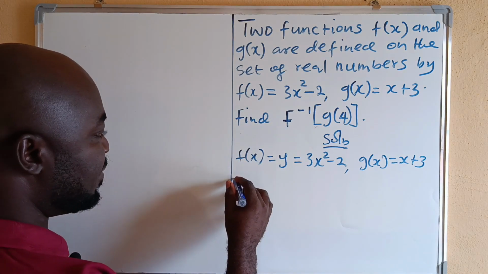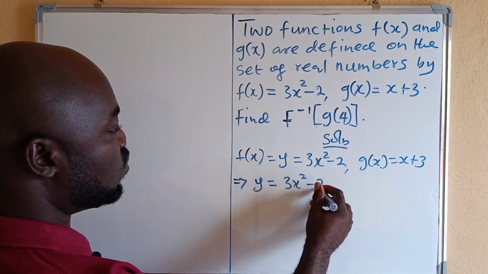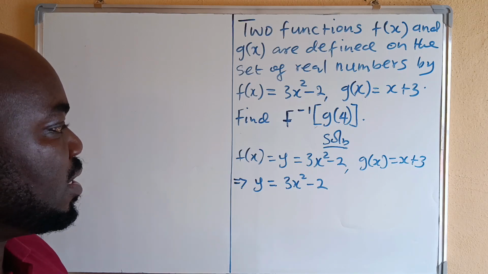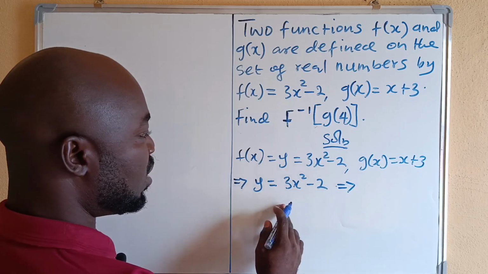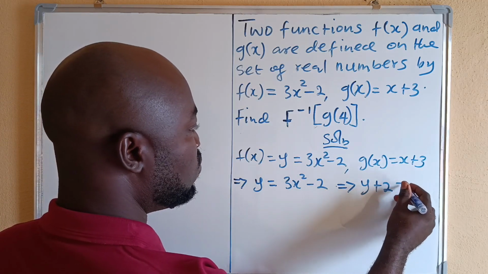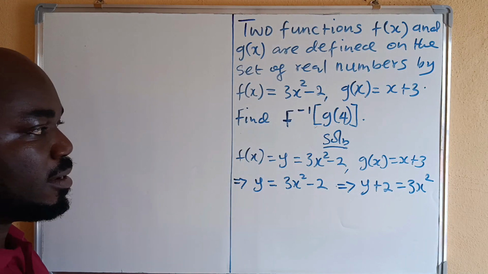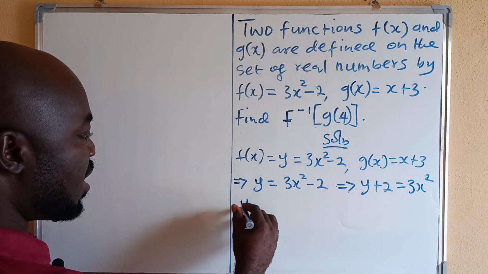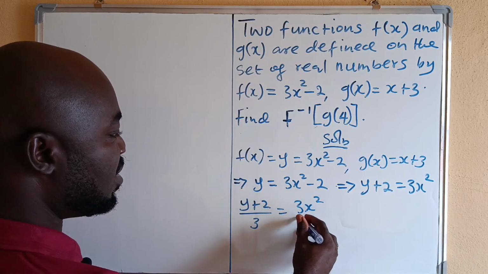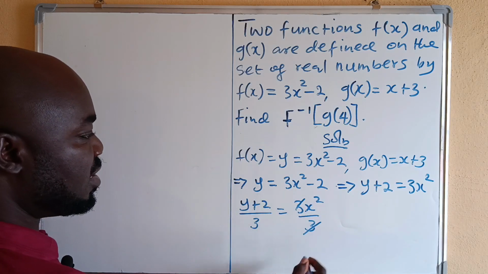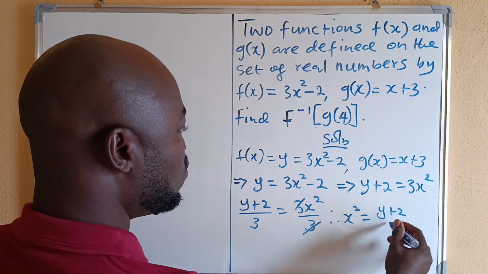And so that would imply that y is equal to 3x squared minus 2. My aim is to make x the subject. So I will move the 2 this way by having y plus 2 will give me 3x squared. I'm going to divide both sides by 3. So I'll have y plus 2 divided by 3 equal to 3x squared divided by 3. So this will take this down. Therefore, my x squared is equal to y plus 2 over 3.